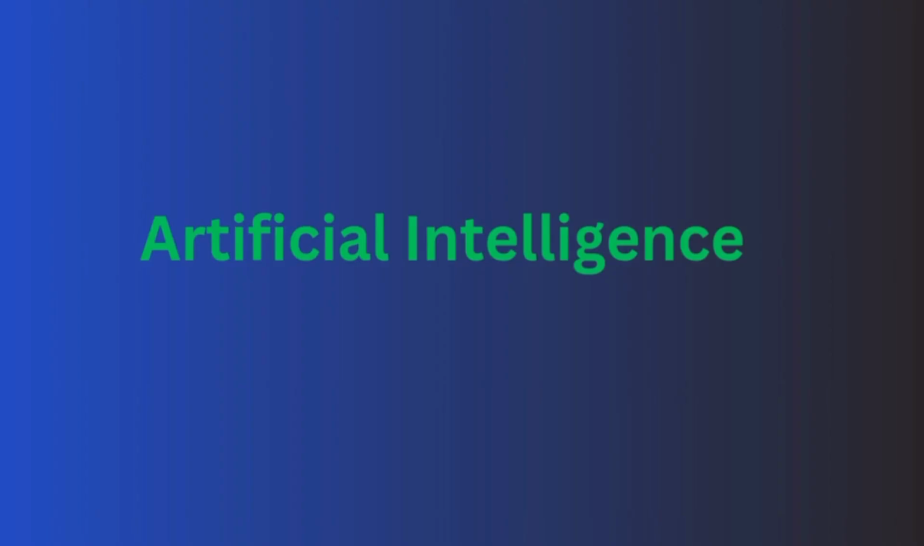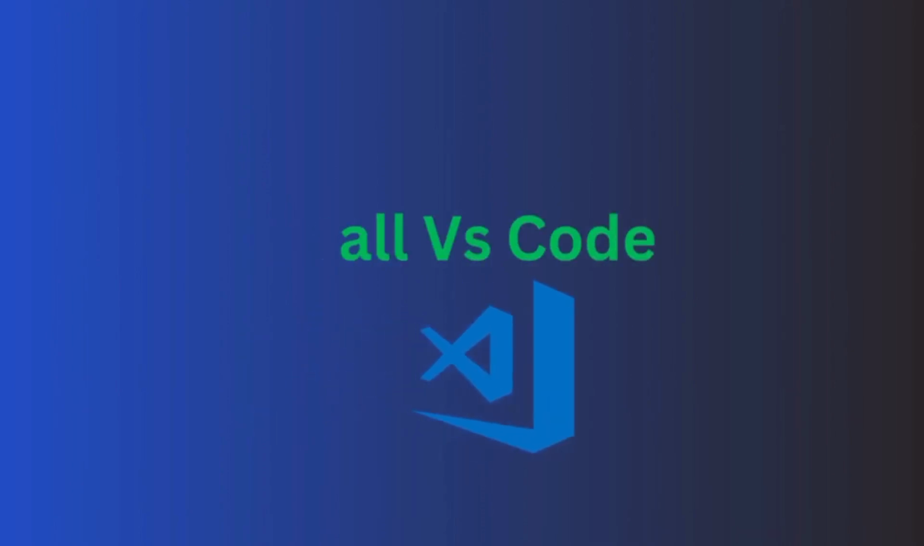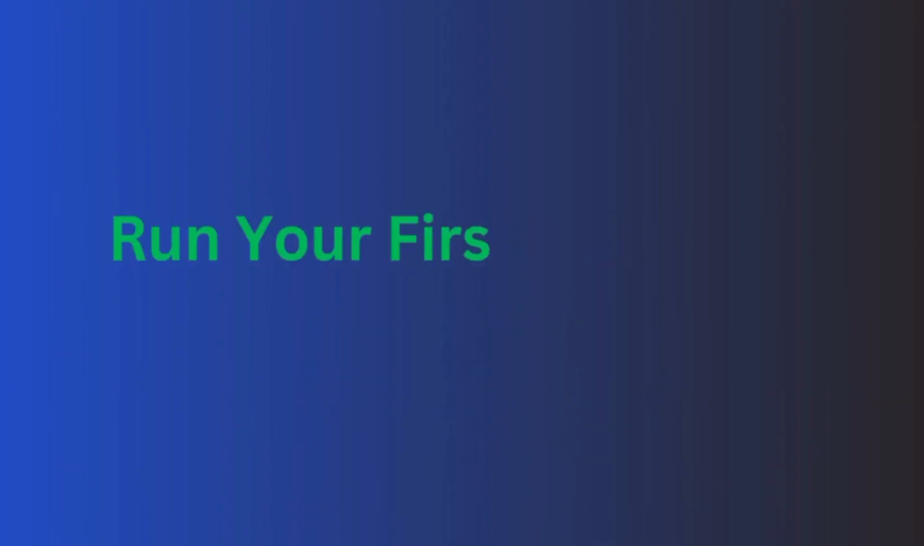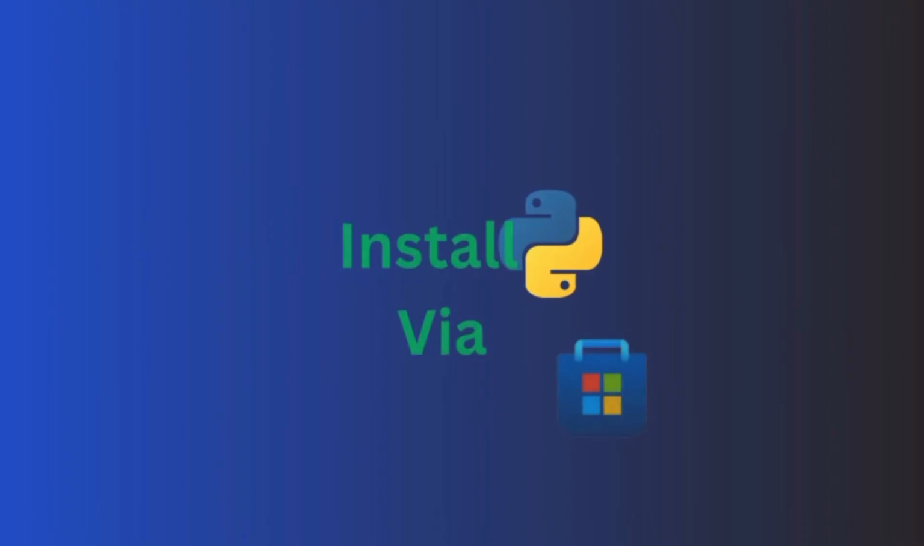In this guide, I'll walk you through each step to set up your Python development environment. You'll install Python, set up Visual Studio Code, and run your first Python program. Let's get started. The first step is install Python via Microsoft Store.